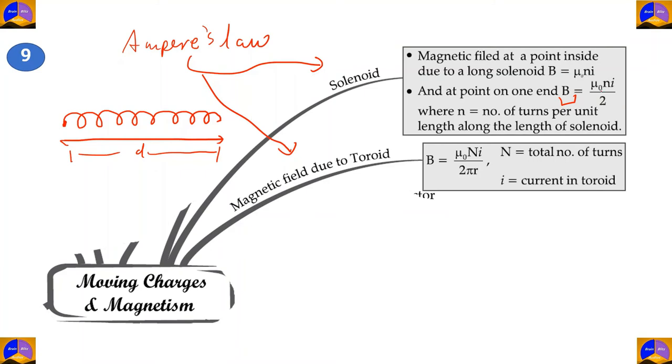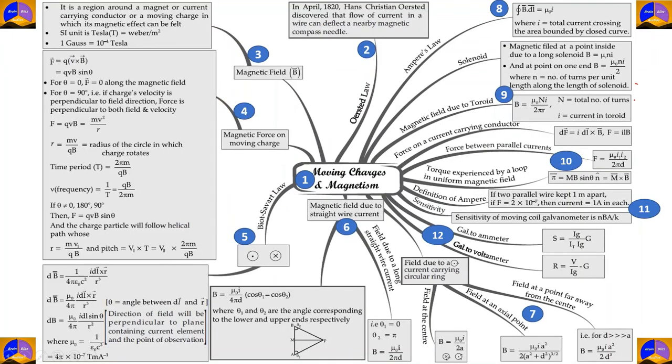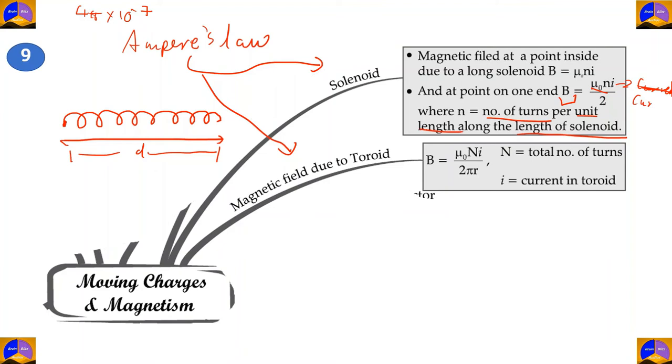And at a point on one end, the magnetic field of the solenoid, B, will be equal to mu naught, the constant, which is 4 pi into 10 raised to minus 7, times n I divided by 2, where n stands for the number of turns per unit length along the length of the solenoid, sort of a density, and I is the current passing through the solenoid. So that is known as a solenoid. A solenoid is a helical conductor which travels in a straight line, but its actual length is derived from the helical component. And the magnetic field will be equal to mu naught times the number of turns per unit length times the current, divided by 2.